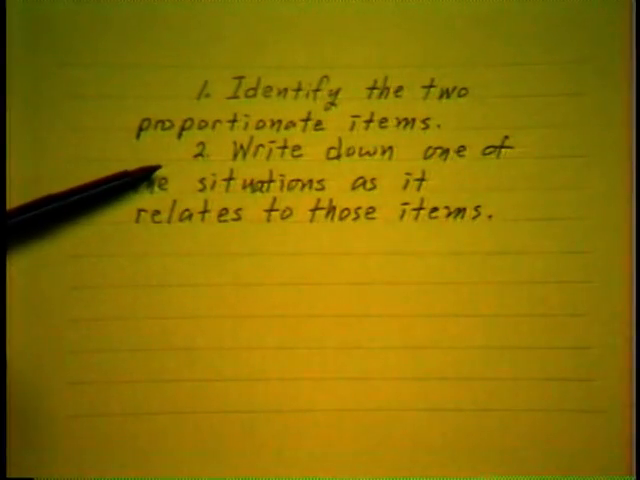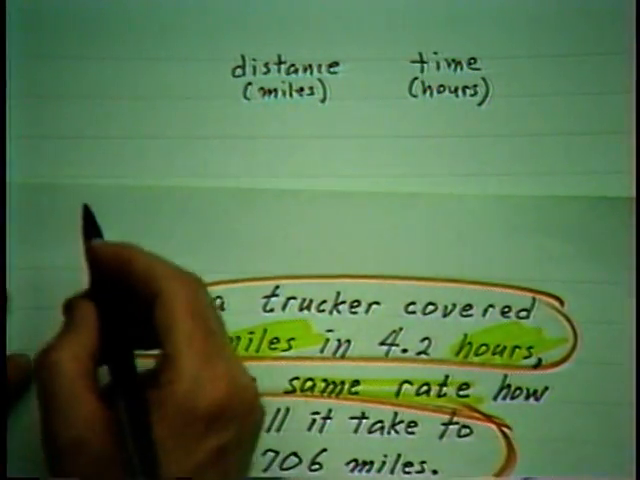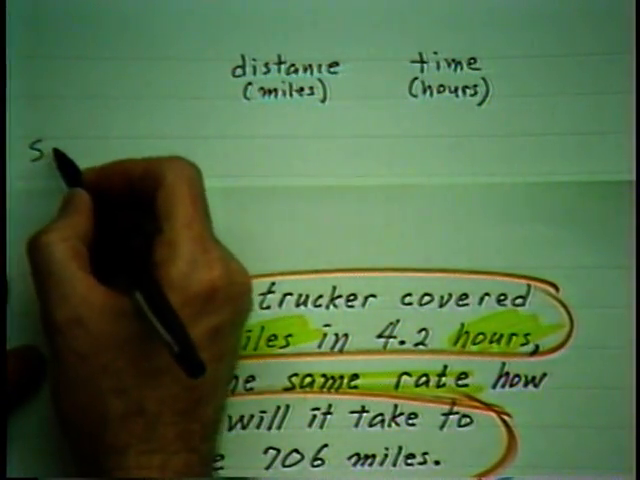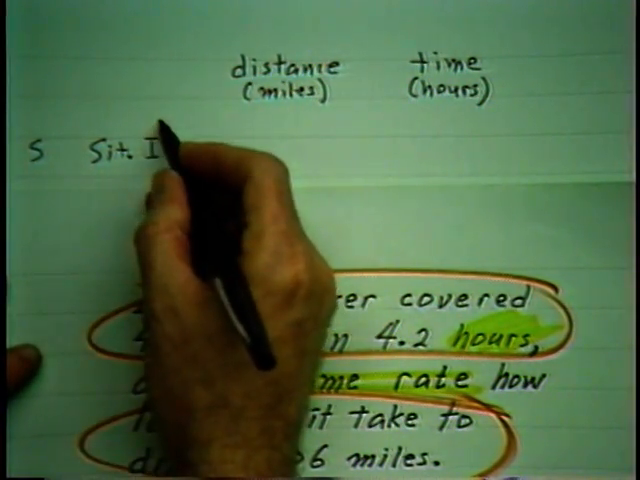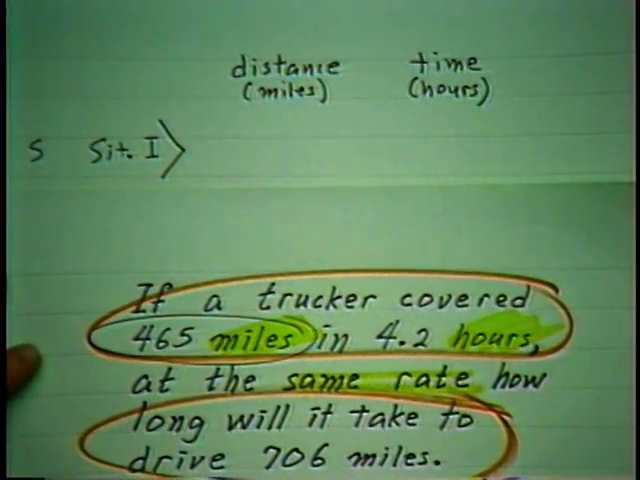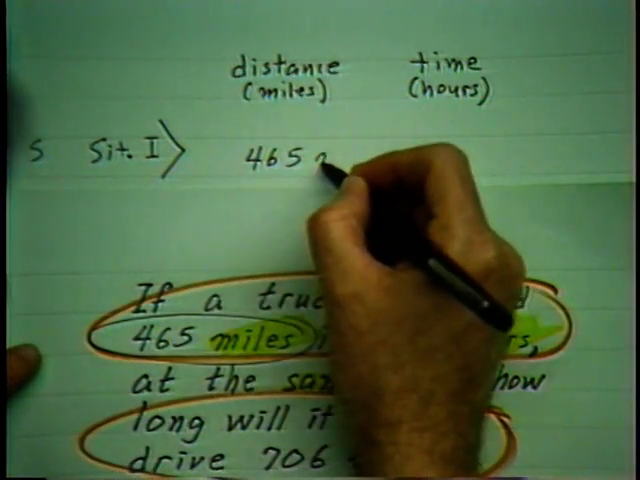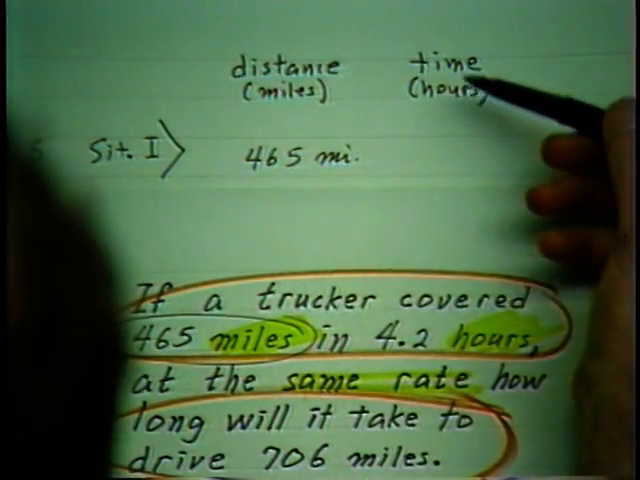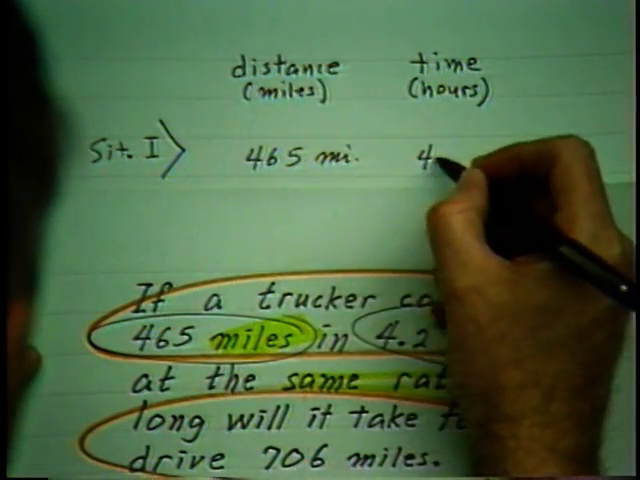Next, we're going to write down one of the 2 situations as it relates to those 2 items. In the first situation involving the trucker, and we'll call that here situation 1, his distance was 465 miles and his time was 4.2 hours.